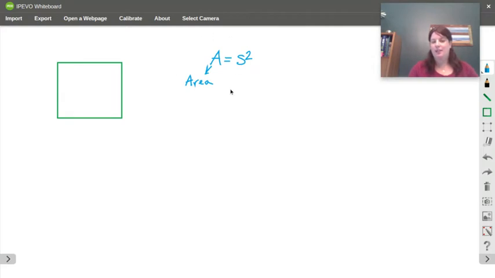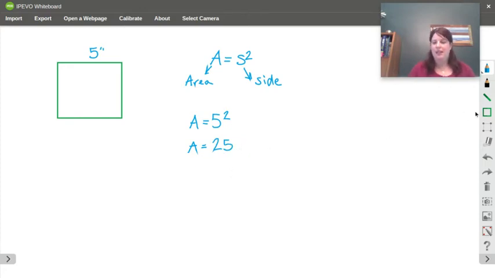Well, for this formula, the S means the measurement of one side. So the S means the side measurement. So if this square has one side that is 5 inches long, then we can substitute this one side measurement into this formula for this S. So our new formula would be area equals, and instead of the S, we have our side measurement. So we use our side measurement, 5 squared. So that would give us the area equals 25, 5 times 5.